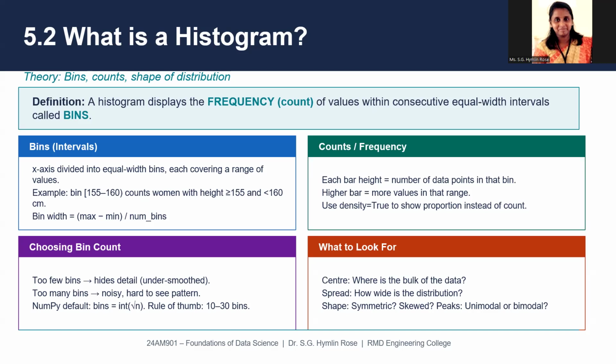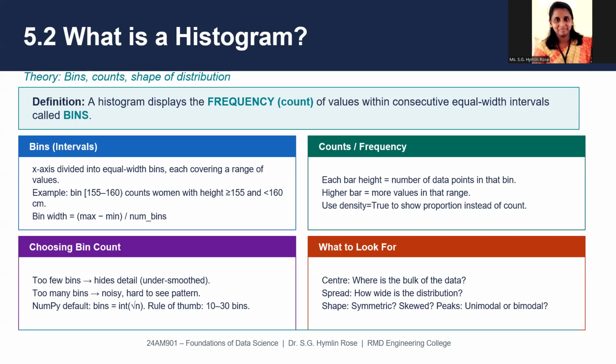Then, how to choose the bin count. Too few bins hide details under a smooth pattern, while too many bins make it noisy and hard to see the pattern. Normally the default number of bins is the integer of the square root of n, where n is the number of data points. The rule of thumb is that 10 to 30 bins work well for most data sets. Choosing the right bin count requires balancing detail with clarity, and it is often iterative.